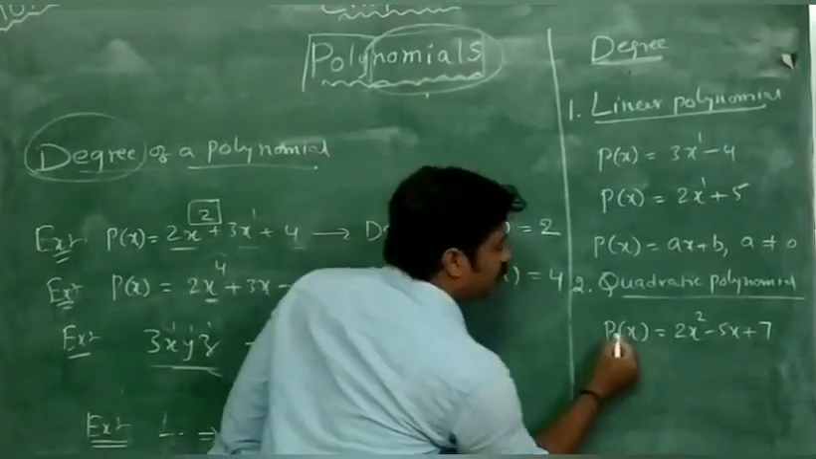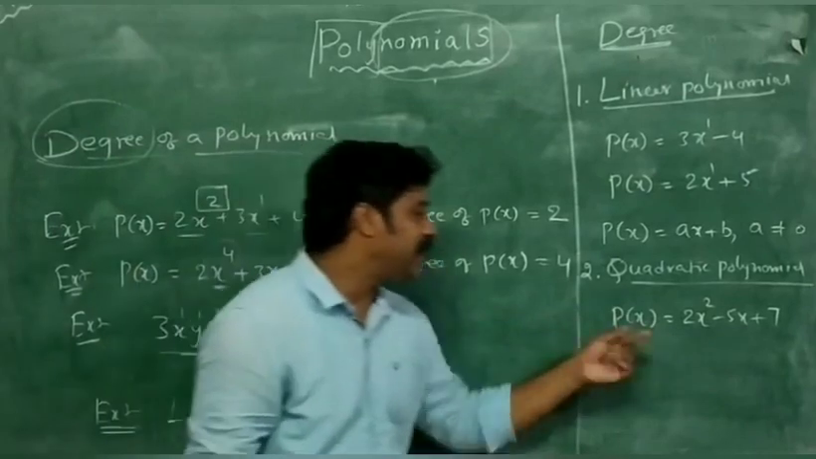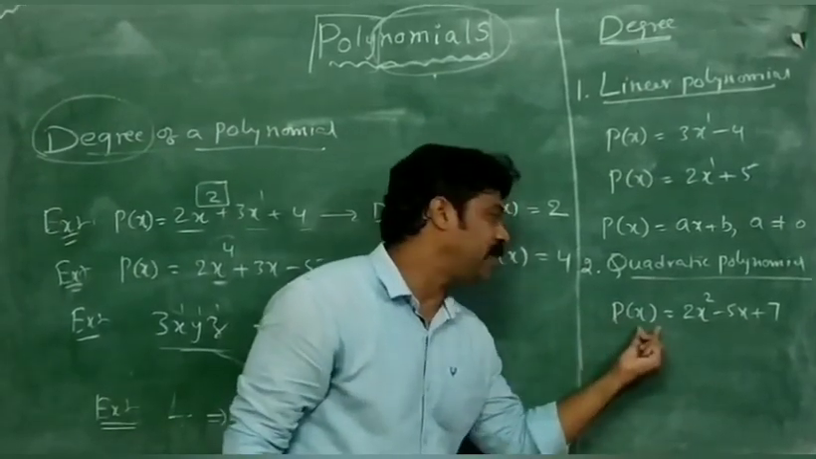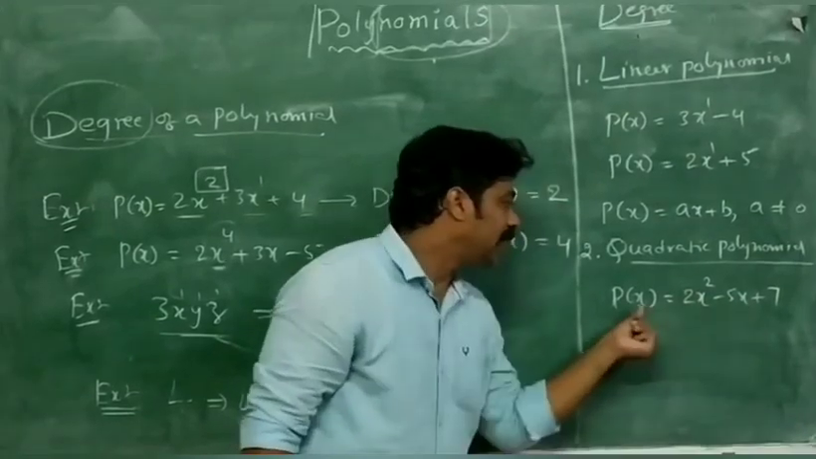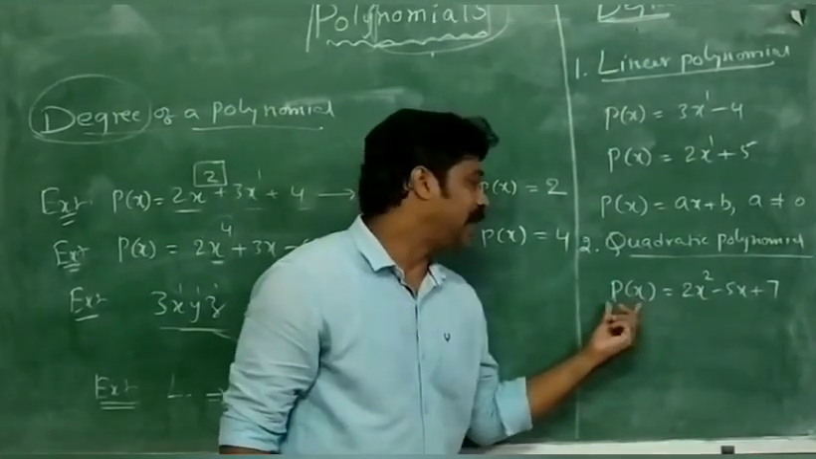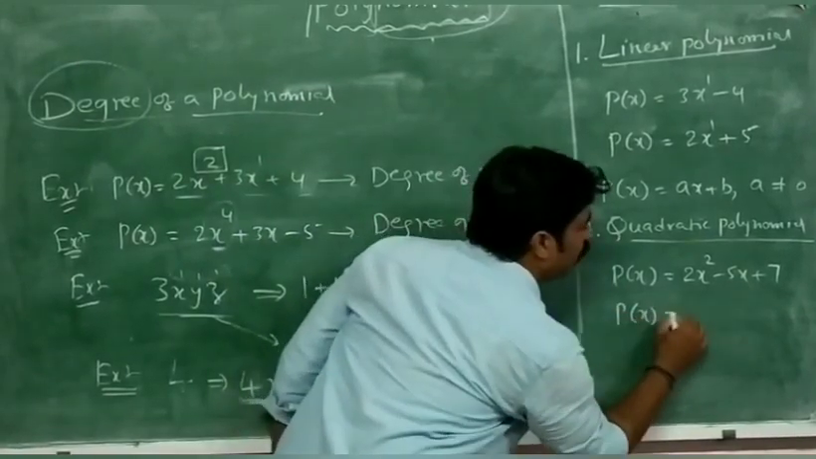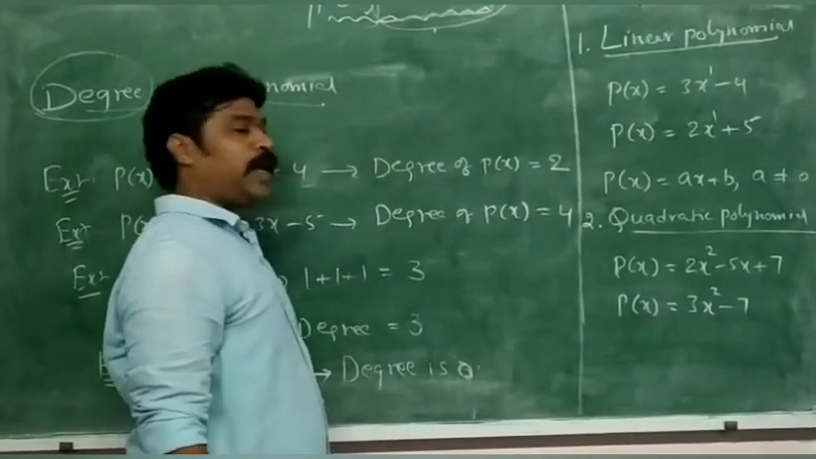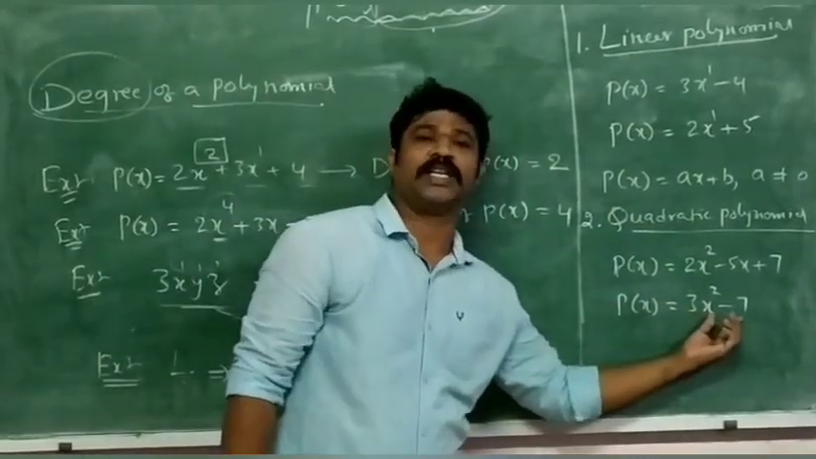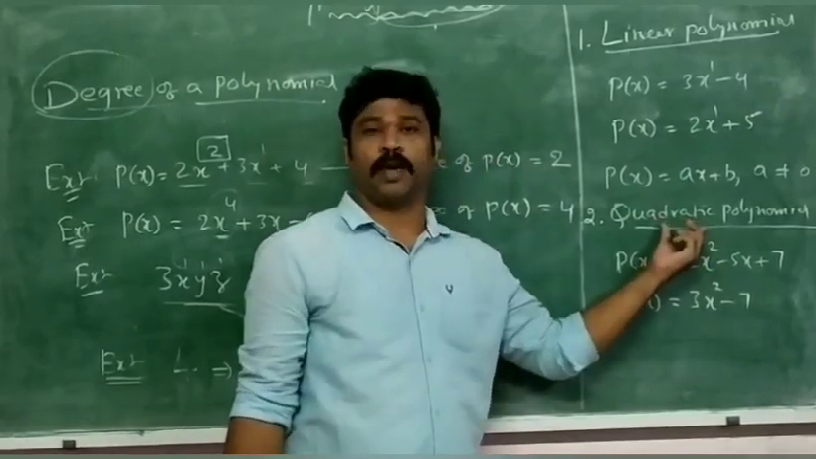And the meaning of p of x: for every example we are writing p of x, its meaning is the polynomial which consists of the variable x. So in this polynomial, the variable is x, so we can write it as p of x. If you take another example, p of x is equal to 3x square minus 7. Now this is also a quadratic polynomial because its degree is also 2. So if the degree is 2, we call it a quadratic polynomial.